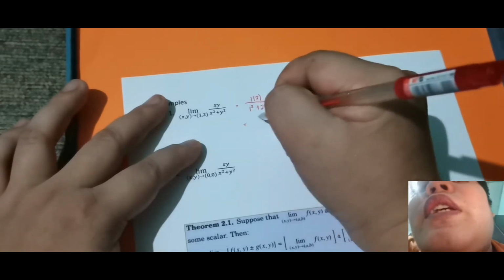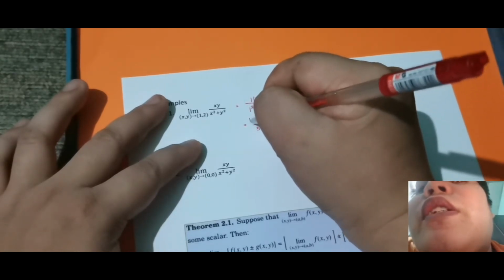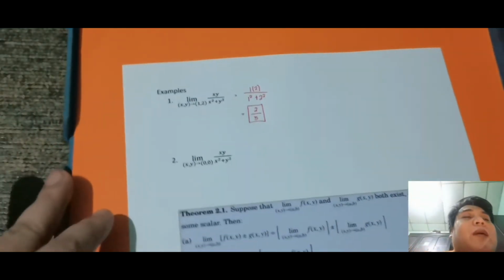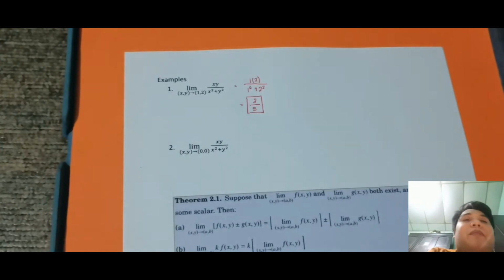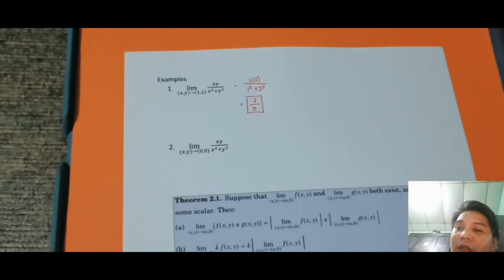Okay, so this is just equals 2 over 5, kasi 2 squared plus 1 squared is just 5. So, therefore, the limit is just 2 over 5. So, napakadali lang talaga ng limit. Okay, next is the limit of x, y approaches to 0, 0 of xy over xy plus y squared.